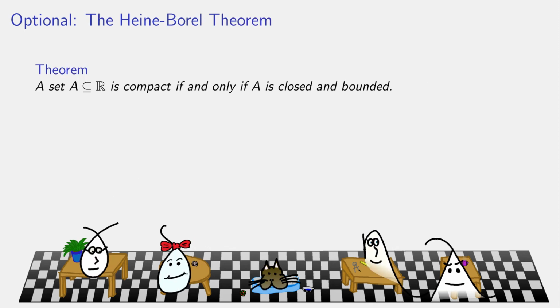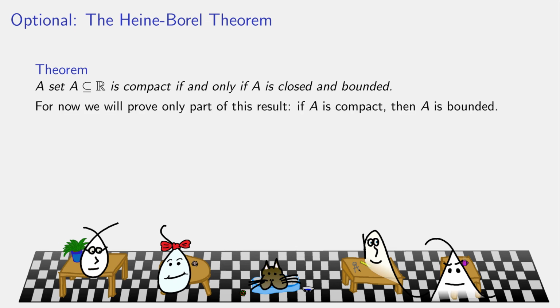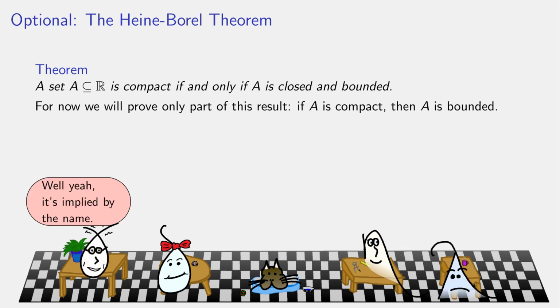A set in the real numbers is compact if and only if it is closed and bounded. So if a set is closed, in other words, its complement is open, or it contains all of its limit points, either one, they're equivalent, we showed that, and it is bounded, then it has this weird property that any cover by open sets has a finite subcover. For now, we're only going to prove part of it. If a set is compact, then it is bounded. We want to show it's closed and bounded. We're going to start by at least showing it's bounded. And yes, the term compact certainly seems to imply bounded, but that's not enough.